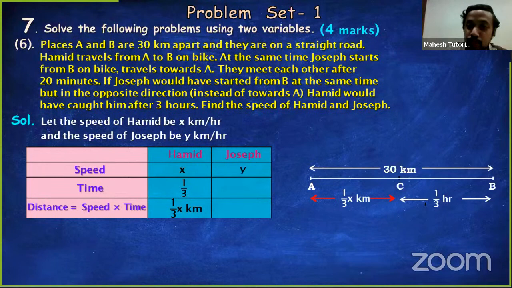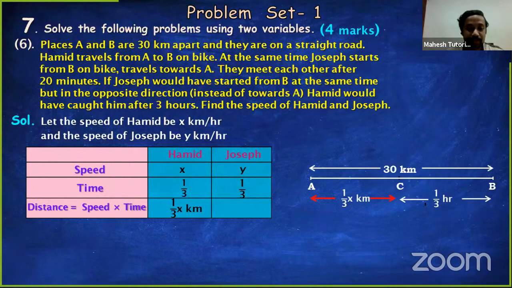Can you all tell me, for Joseph, what is the time? How much time did Joseph take to come from B to C? 1 upon 3 hours. So for Joseph, time is 1 upon 3 hours. Now we know the speed, we know the time. So we can easily find the distance. Distance is speed into time.